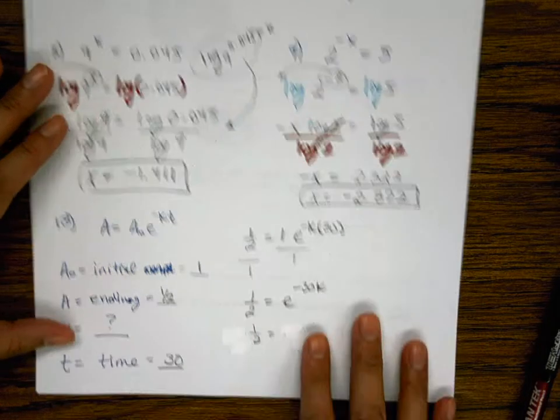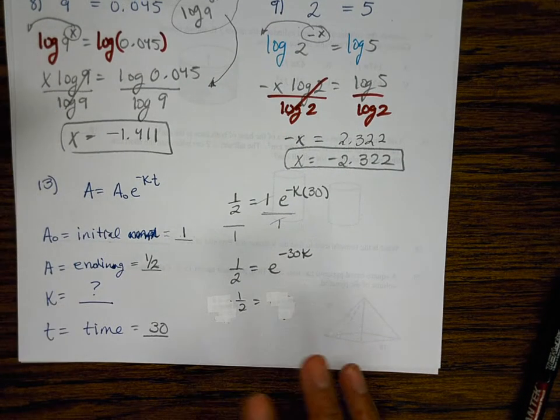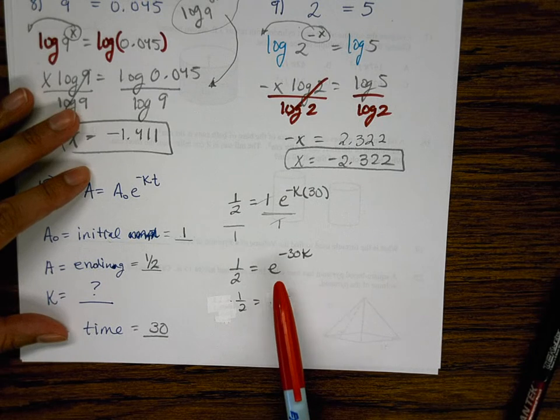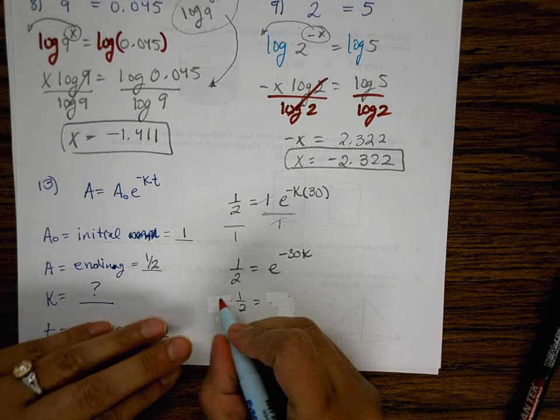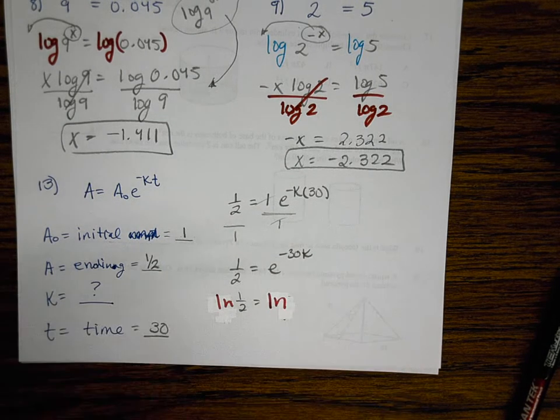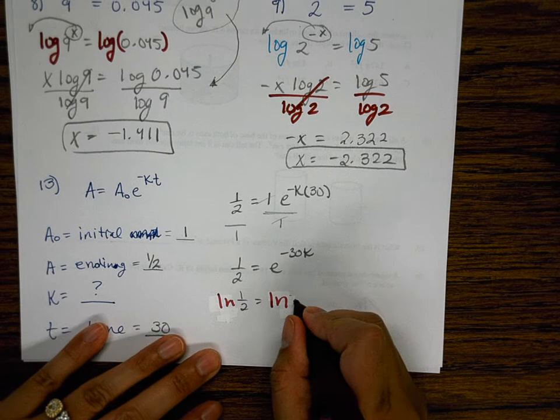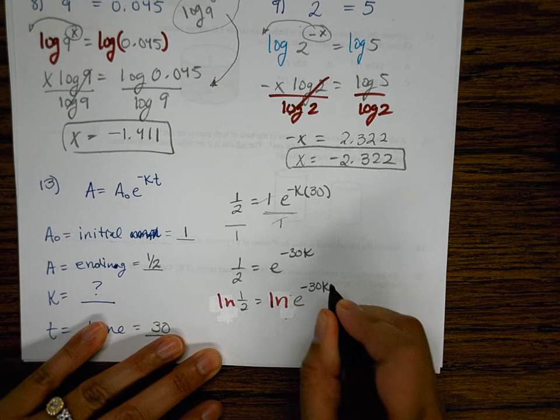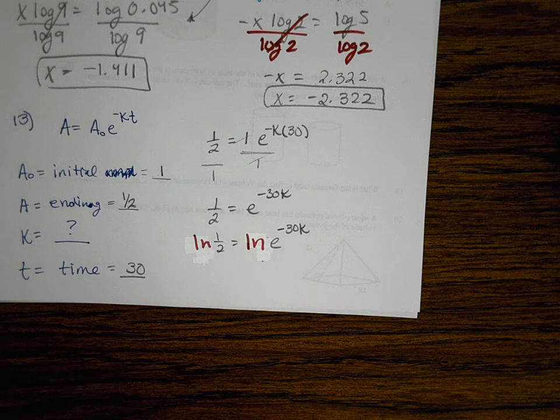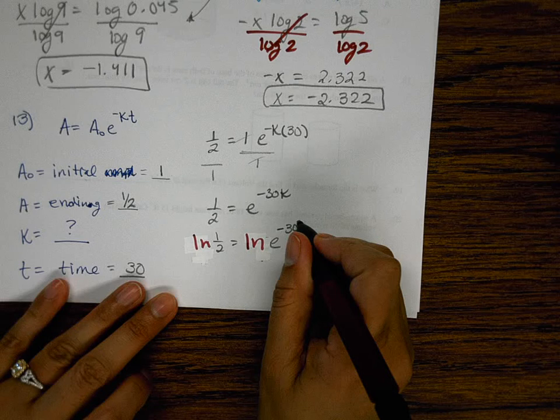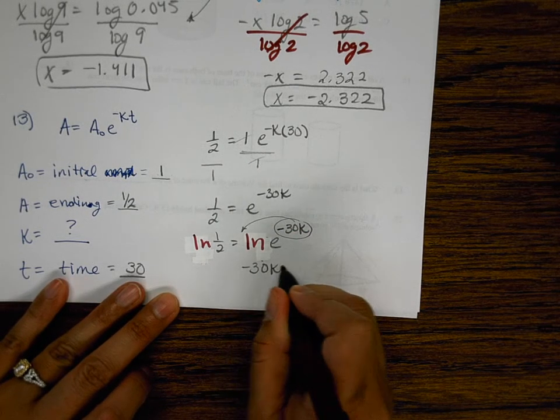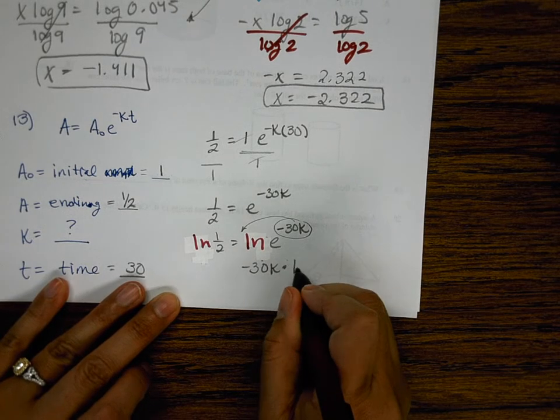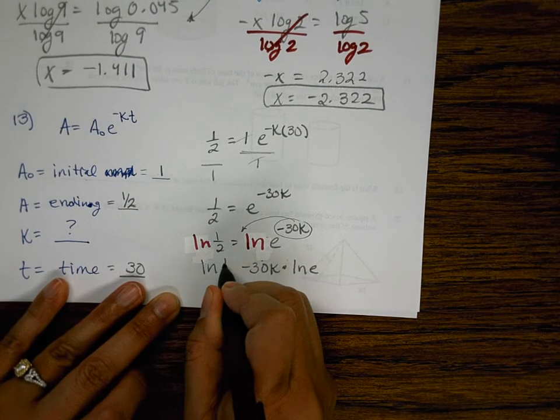So here, instead of using log base 10, I'm going to use log base e because I'm dealing with an e. I could use regular log base 10, but it's easier if you use ln. So I'm going to take ln of both sides, which is just log base e. It works the same as a regular log, and I'm doing that because I have e in the problem. Okay, I'm going to bring this to the front. Negative 30K times ln of e equals ln of 1/2.